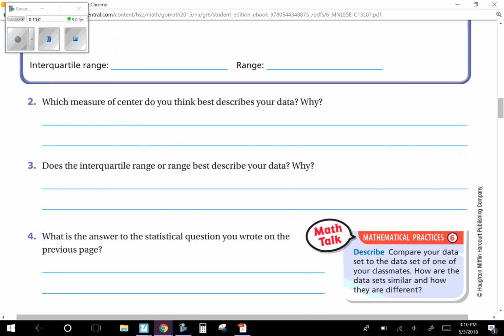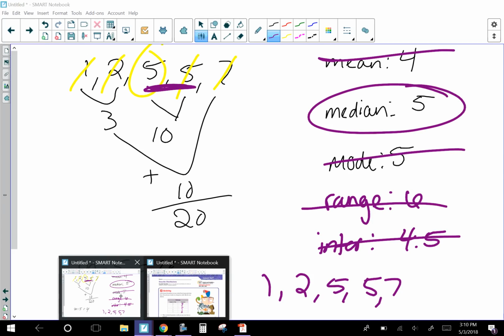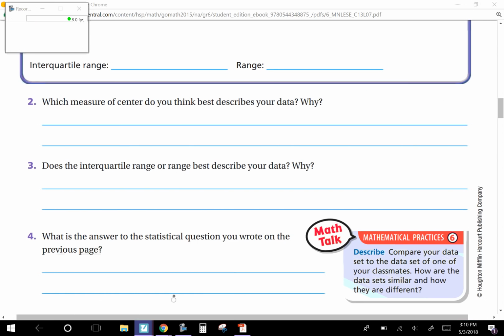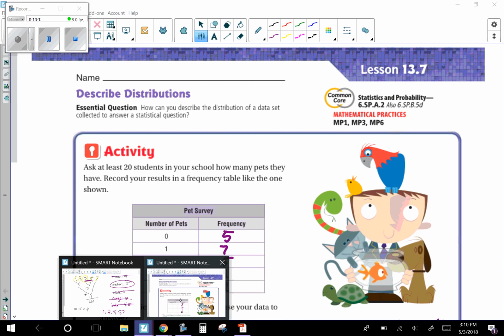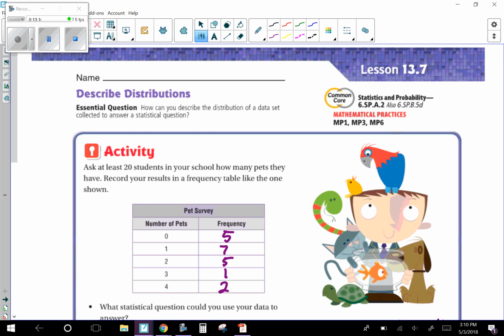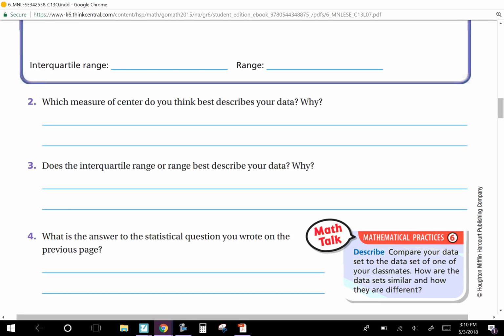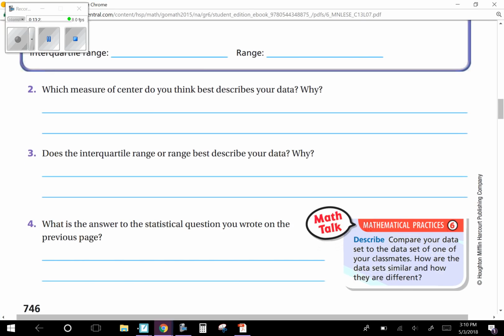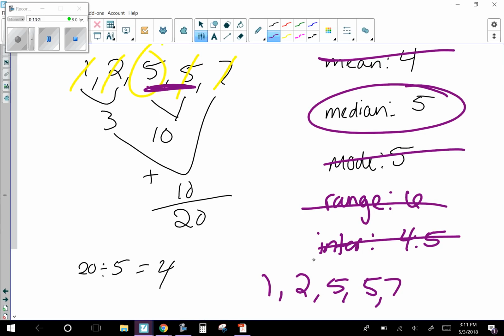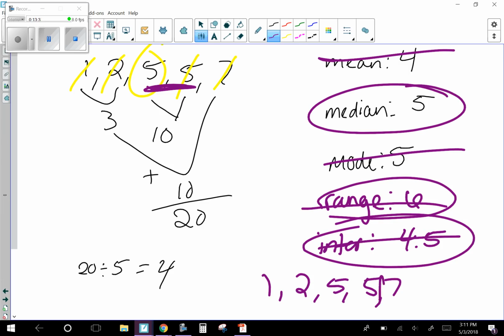So which measure of center do you think best describes your data and why? For mine, like I just said, that would be the median. Okay, so then what's the next question? Does the interquartile range or range best describe your data? If we look at the range and the interquartile range, we decided that interquartile range would probably describe it better because it's closer to all of these values than the range. The range would be up here. The interquartile range would be here.